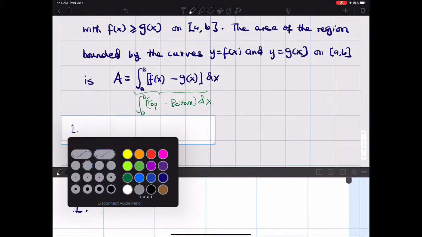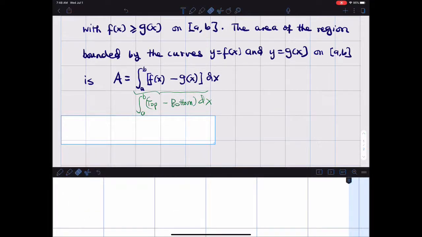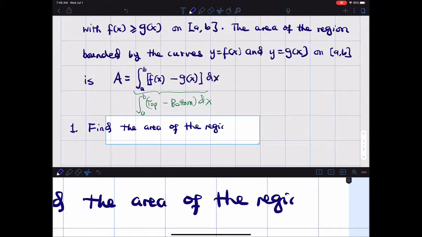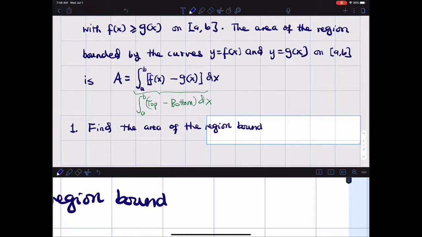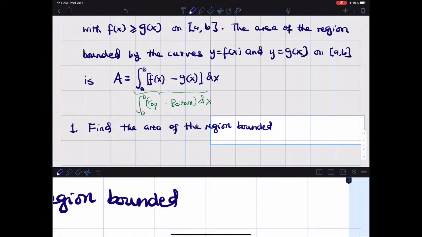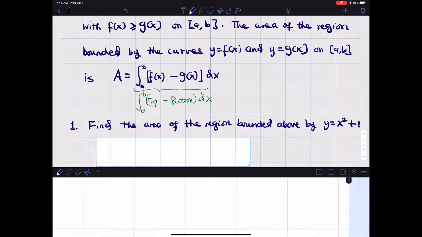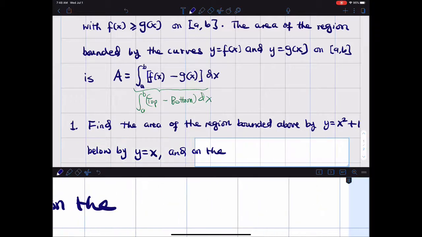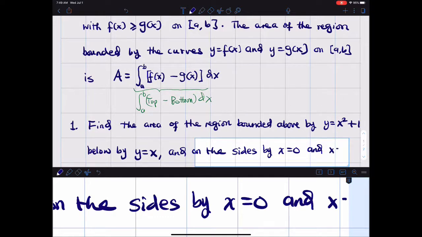Number 1. Let us find the area of the region bounded above by y equals x squared plus 1, below by y equals x, and on the sides by x equals 0 and x equals 1.